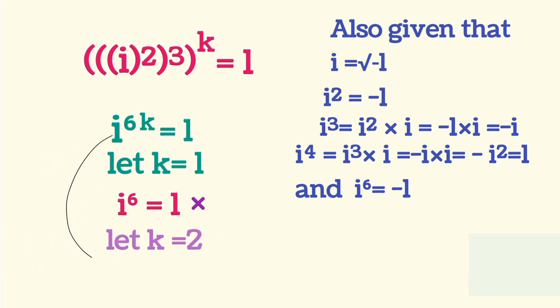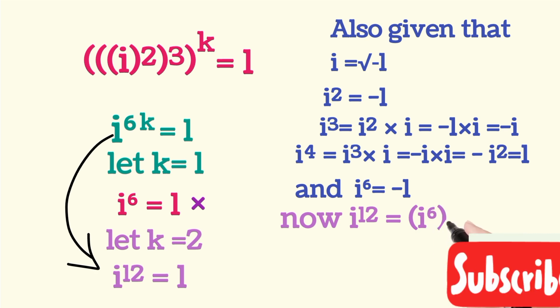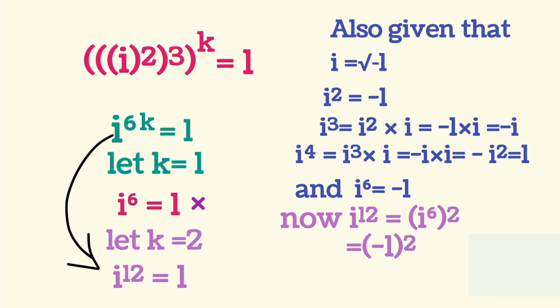So let us take k is equal to 2. So this equation will become i to the power 12 is equal to 1. Now i to the power 12 is equal to i to the power 6 whole square, which will give minus 1 square, which is equal to 1. Here i to the power 12 is 1, so the condition is satisfied for k is equal to 2. So k is equal to 2 will be the least value of k for which the equation is true.